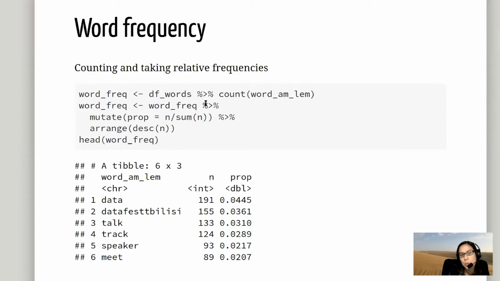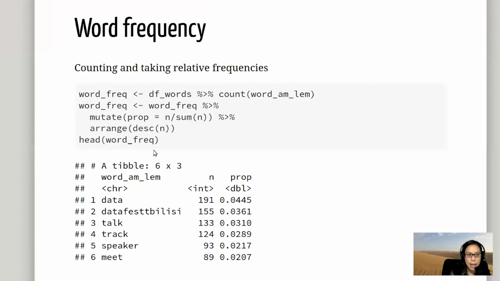We do something else to this word frequency. Once we have counted them, when we count, we get the count automatically in a column called n. So what we're going to do here is generate a new variable called prop. So it's going to be the proportion. We don't want just the absolute number. We want the proportion of this word. So this is going to be n divided by the total number of rows. So we get the proportion, and we also decide to arrange or order our data frame in a descending order based on n.